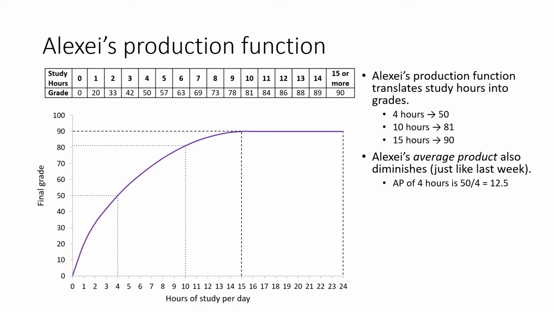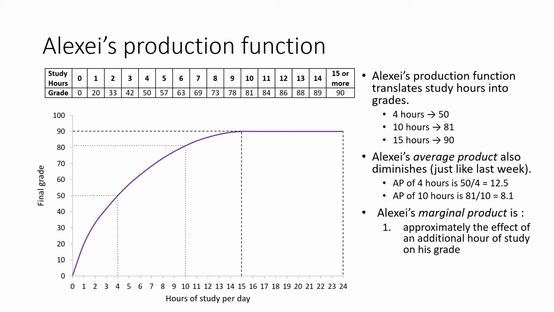Alexei's average product of 4 hours is 50 divided by 4, which is 12.5. That means, on average, if Alexei studies for 4 hours, the average amount of points he will be able to get for 1 hour is 12.5. If Alexei increases his studying to 10 hours, he will be able to get a grade of 81, so his average product will be 81 divided by 10, which is 8.1. That is, each of those 10 hours provides him with a product of 8.1 percentage points.